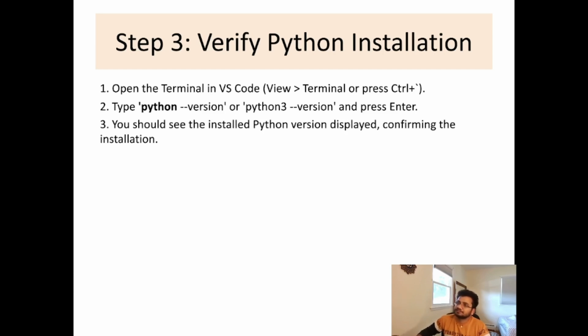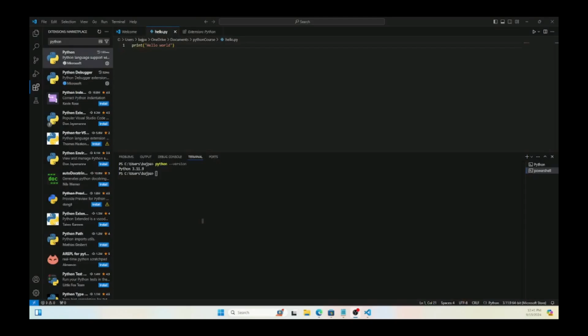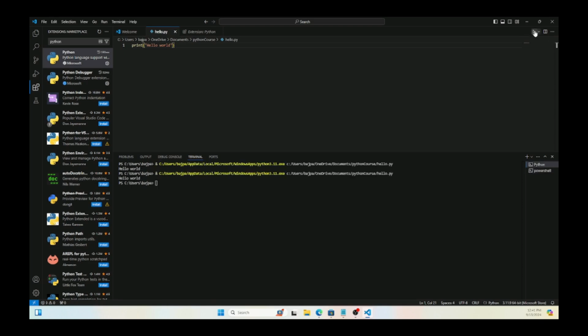Alright, and then the last step is to just run it. For running, you just go to your code and click on the play button on the top right corner, run Python file, and you see hello world would be printed.